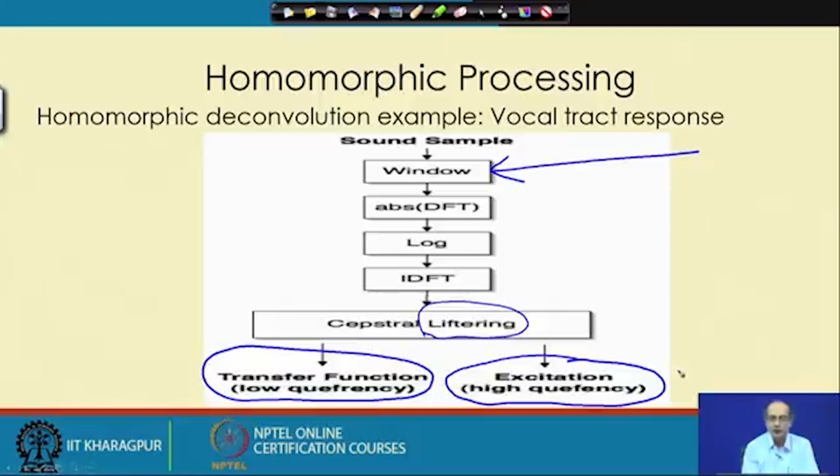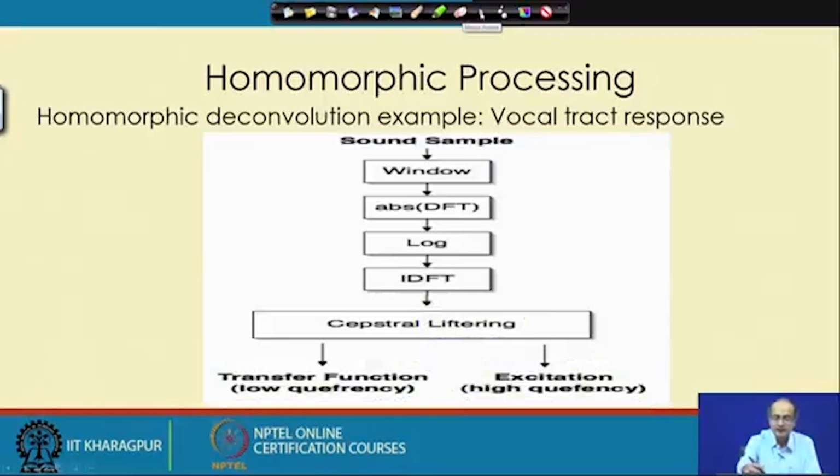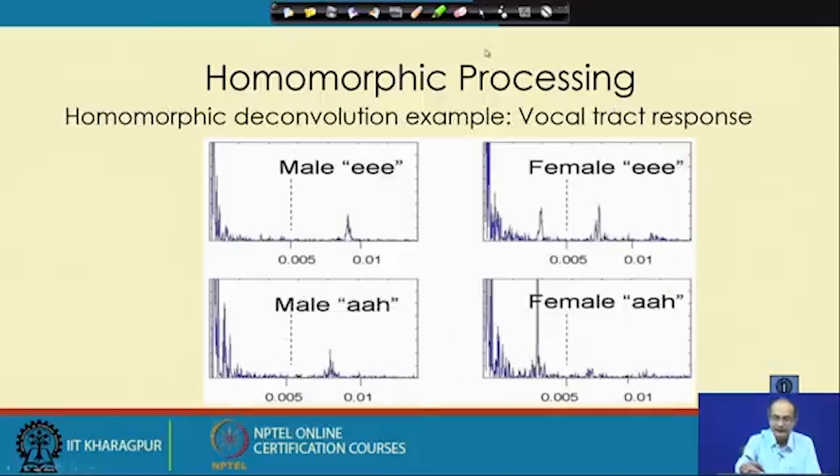So, by the general concept of filtering, using the cepstral liftering, we can separate them out and find out what the transfer function is, if we are interested in that. If we are interested in finding out what the command is that is given, then we may go for the glottal pulse. And here we see some examples of it.